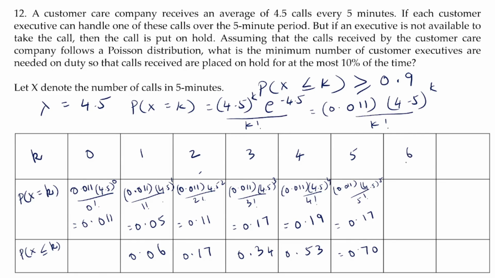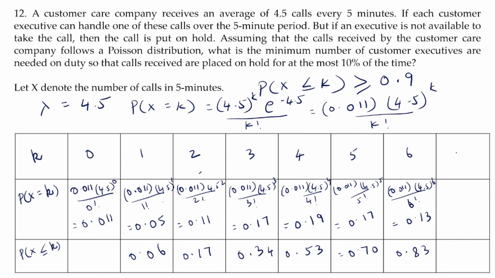Then when k is equal to 6, the probability of x equal to 6 will be 0.011 into 4.5 the whole raised to 6 by 6 factorial. Again, this can be calculated as the value 0.17 into 4.5 by 6, so it is approximately equal to 0.13. Now the probability of x less than or equal to 6 will be the sum of all the probabilities. So it is 0.83. So we are nearing 0.9.